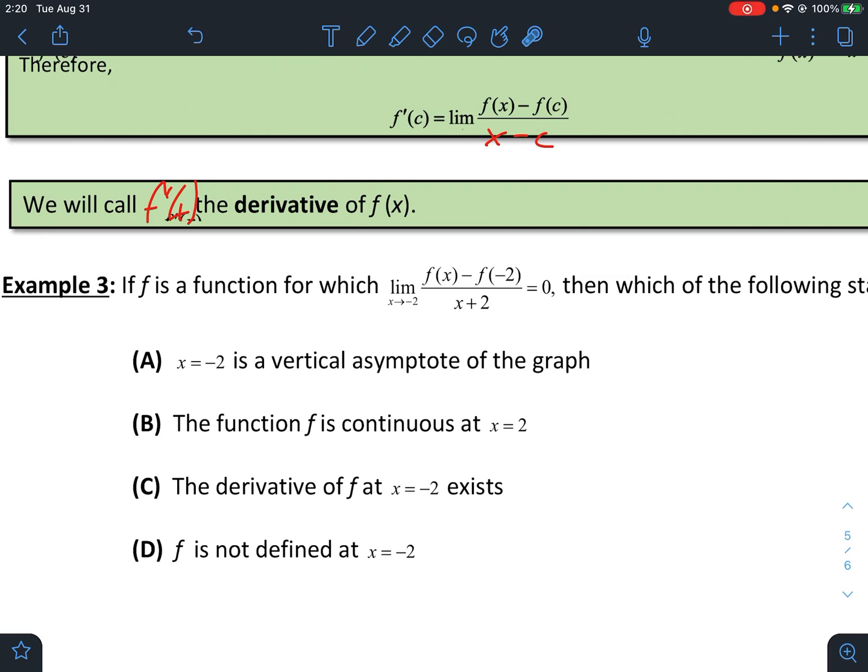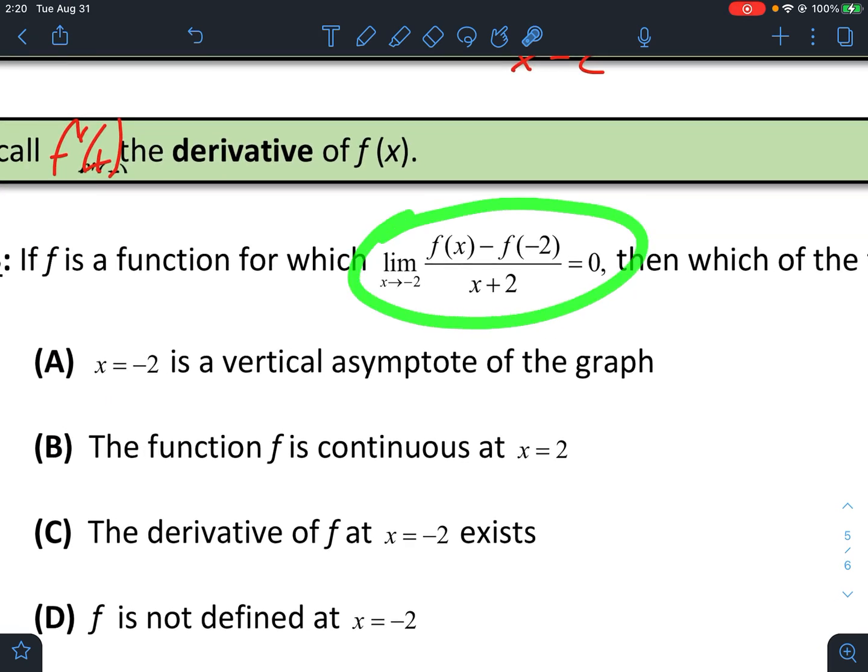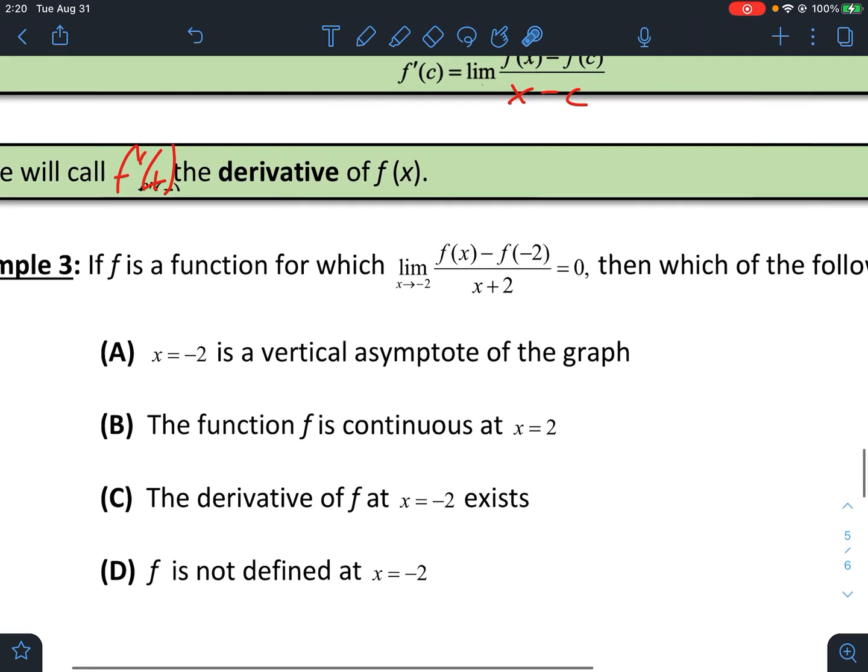Part B, the function f is continuous at x equals 2. Well, that's talking about x equals 2. We don't know anything about x equals 2. This is just talking about x equals negative 2. So could that be true? Could B be true? It could, but we have no idea whether it is or it isn't. All right? Let's skip C for now.